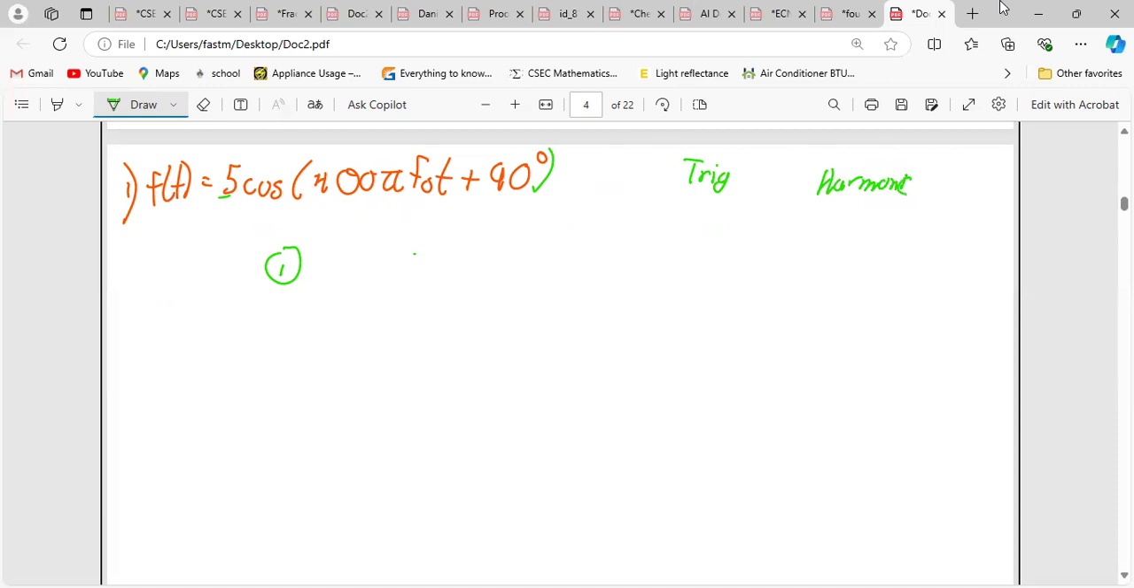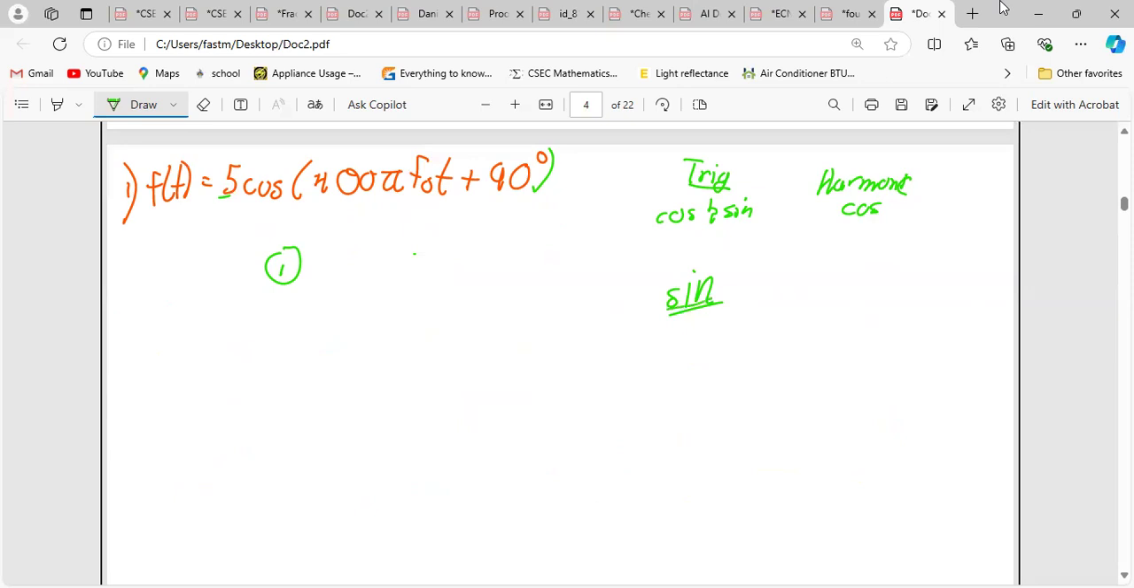If they give you something in cos alone, it's technically in the harmonic form, because remember the trig form has cos and sine, and the harmonic form is just cos. So this here is already in the trig form and already in the harmonic form. If they give you sine, however, it will be in the trig form, but it won't be in the harmonic form. Remember, the harmonic form is only cos. So you'll have to convert the sine to cos, and then it will be in the harmonic form.